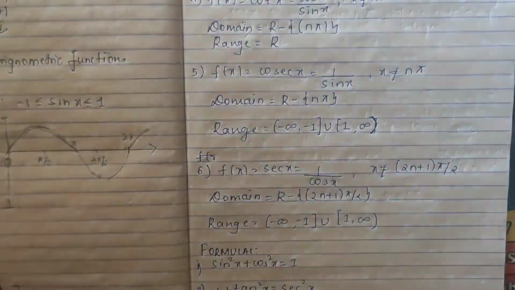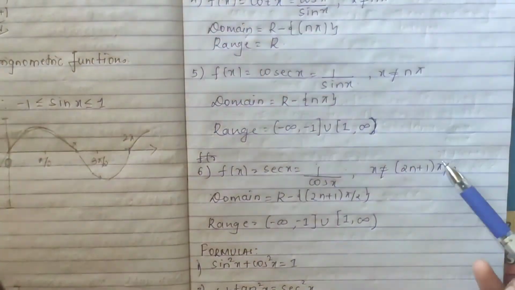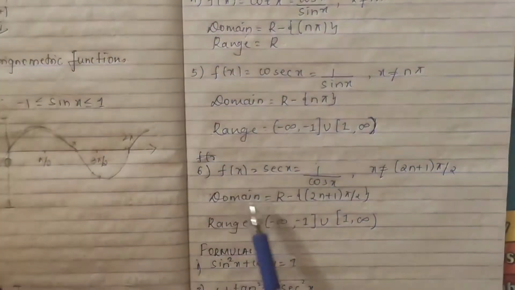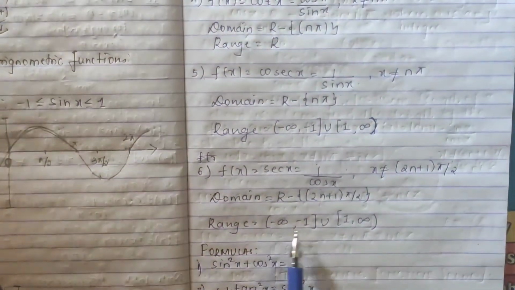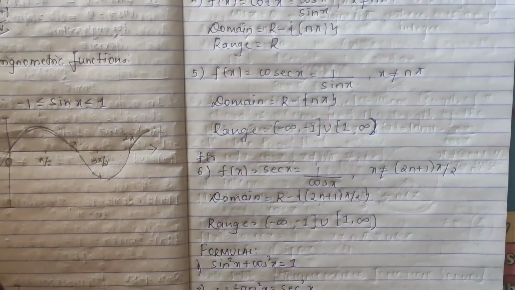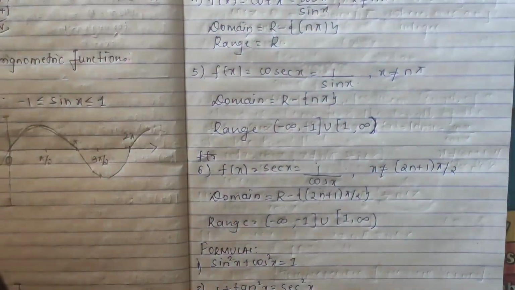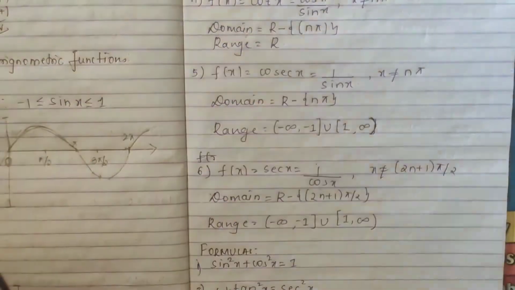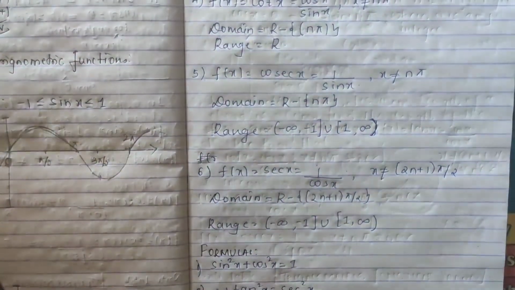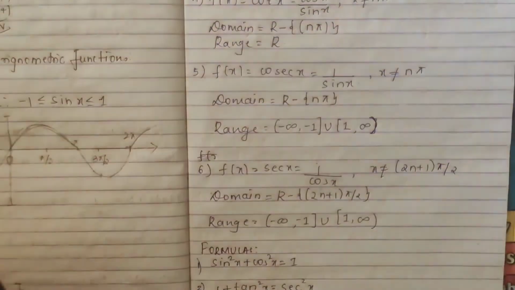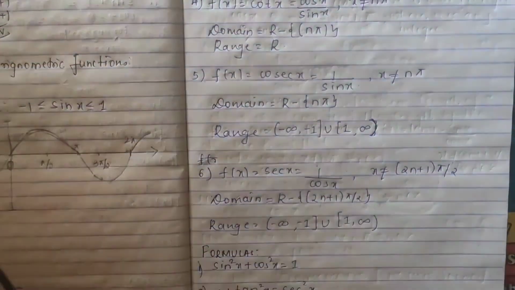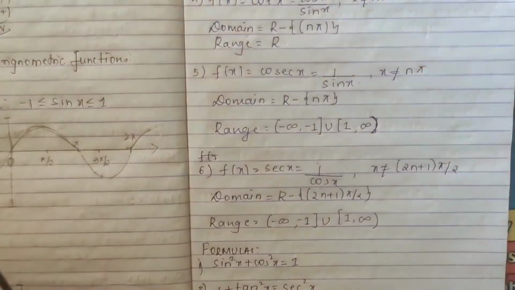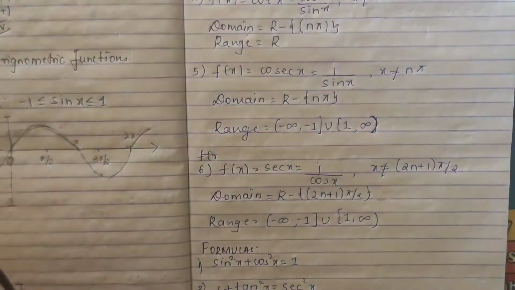Same goes for your sec x. It is 1 by cos x, and this shouldn't be equal to odd multiples of pi by 2. So your domain will be real numbers except that, and your range is the same: minus infinity to -1 union 1 to infinity. I have already told you to write all the formulas, even for complementary angles like sine of 90 degree minus x, cos of 90 degree minus x, everything. Once again, I won't give you all that. You have to write everything in your formula notes and keep it ready.